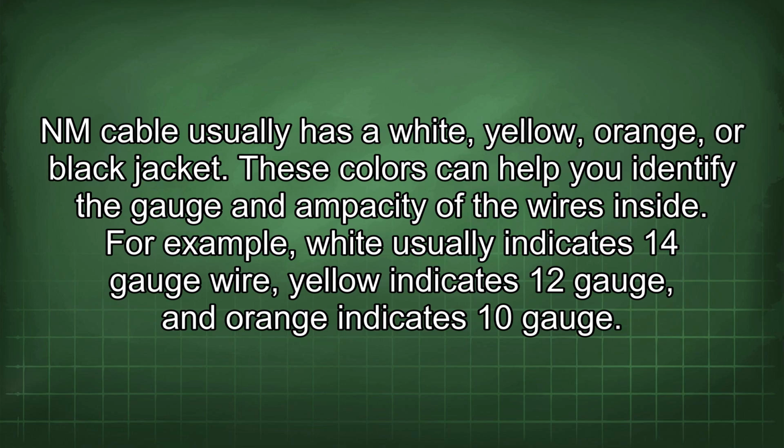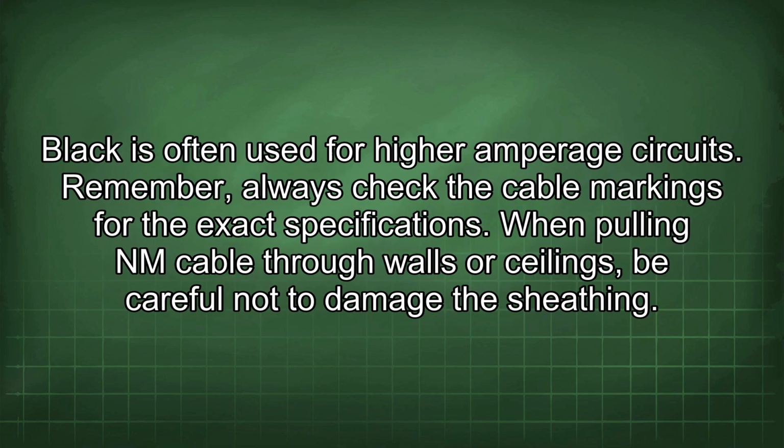For example, white usually indicates 14 gauge wire, yellow indicates 12 gauge, and orange indicates 10 gauge. Black is often used for higher amperage circuits. Remember, always check the cable markings for the exact specifications.